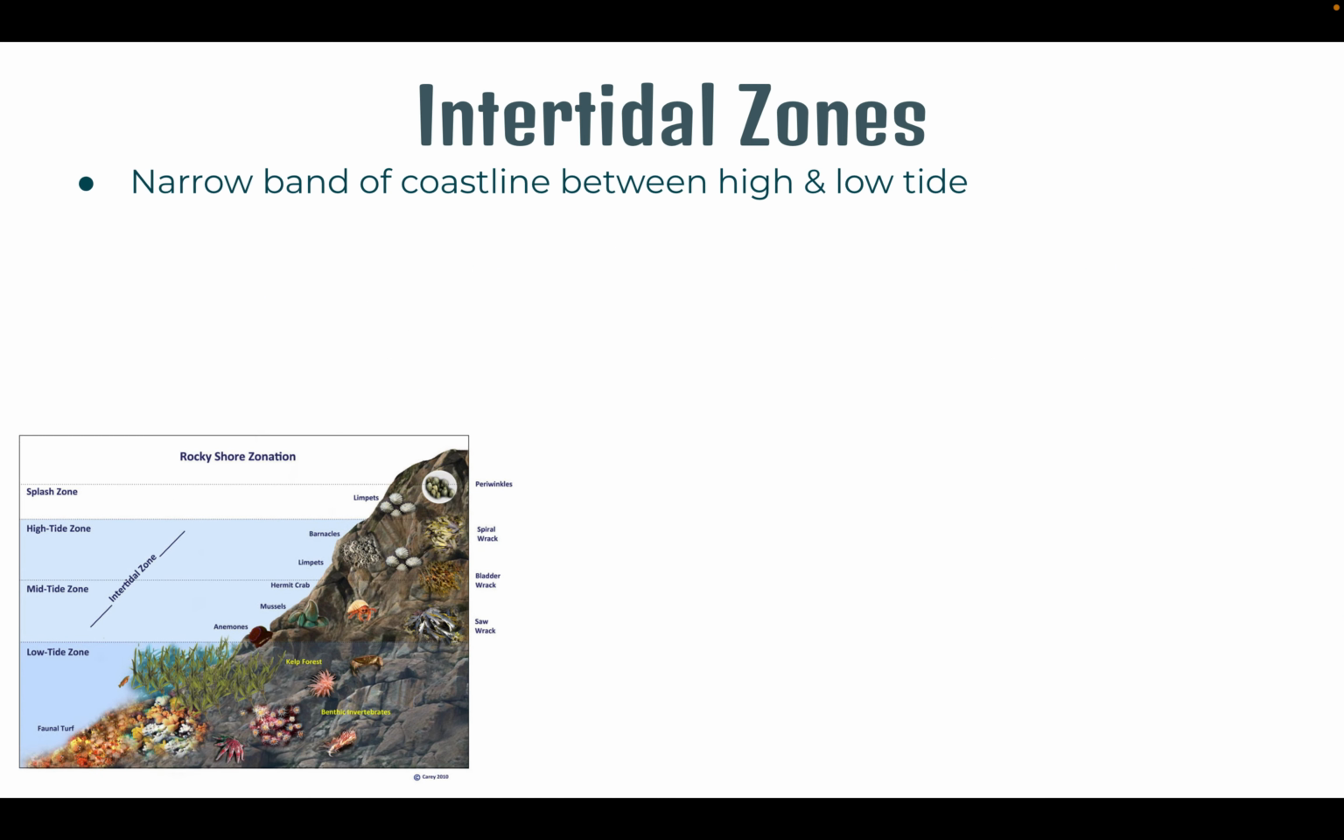You have an area of marine called an intertidal zone. These are narrow bands of coastline between high tide and low tide. So remember that the ocean has a high tide and a low tide, and that water moves in and out and in and out. This is along the coastline. If you see here in this picture, we're really going to be focusing on this picture.